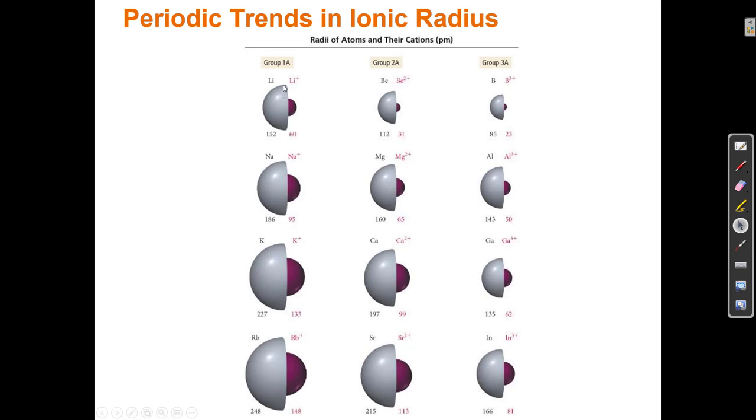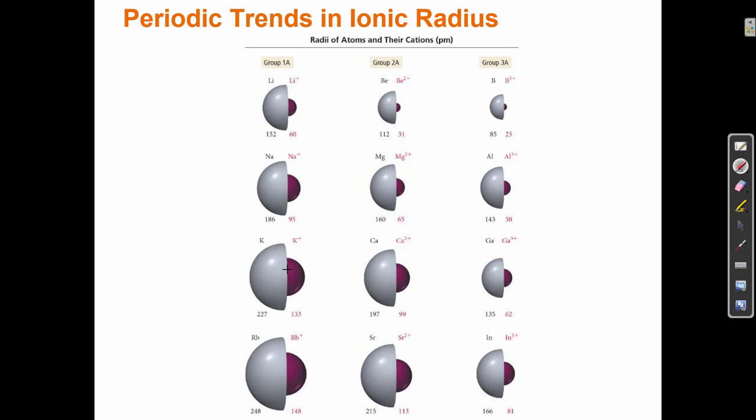So for cations, this is the size of a lithium atom when it's neutral. And then when it loses one electron, then the radius of the lithium cation is this big. It's much smaller. That means that the electron that lithium lost must be out here, in this orbital. And if we lose that electron, then we lose that orbital. And the other two electrons in lithium are much closer to the nucleus in the 1s orbital. So here's a sodium atom, here's a sodium cation. Potassium atom, potassium cation. So in all cases, you can see that the difference between the atom and the ion is that the cation is always smaller.